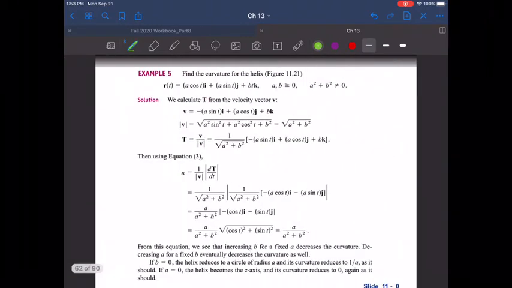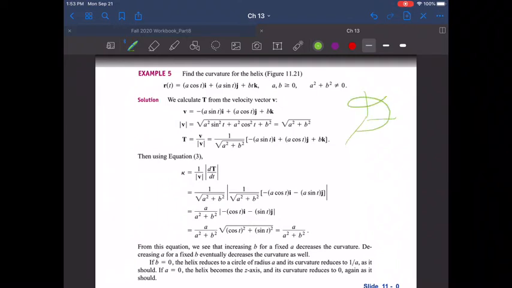Okay? So here, example 5, find the curvature for the helix. And here's the actual equation for it. r of t is a cosine t in the i direction plus a sine t in the j direction plus b t in the k direction, where a and b are greater than 0 and a squared plus b squared does not equal 0. Okay, so this is the same helix we've seen before, where it's going to be helixing up like that as we go around like this.